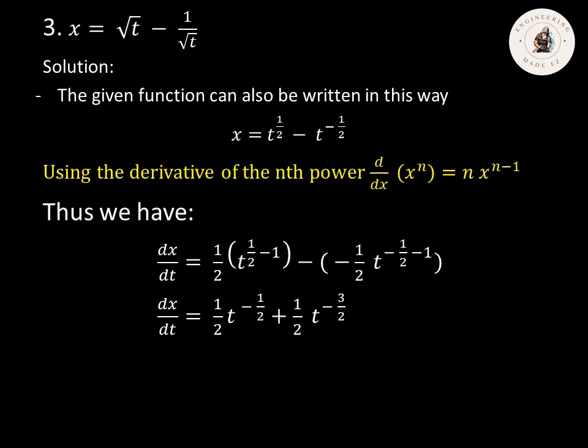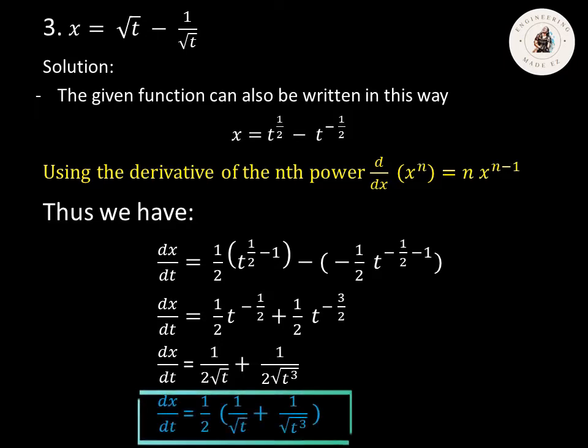Then, we're going to transform that into fractional form. So, we have the derivative of x with respect to t is equal to 1 over 2 square root of t plus 1 over 2 square root of t cubed. Then as you can see, there is a common factor, which is 1/2, so we can put it outside. That's why our final answer, the derivative of x with respect to t, is equal to 1/2 quantity 1 over square root of t plus 1 over square root of t cubed.